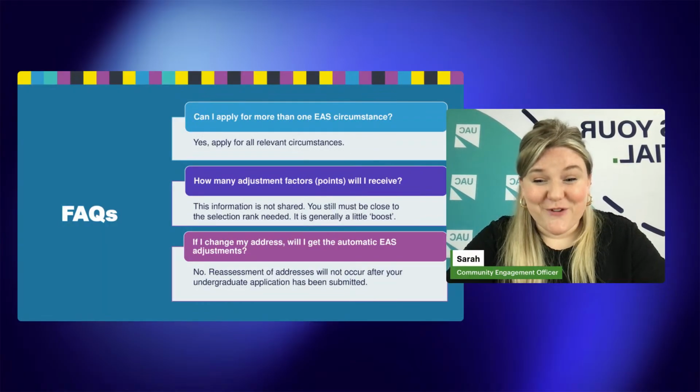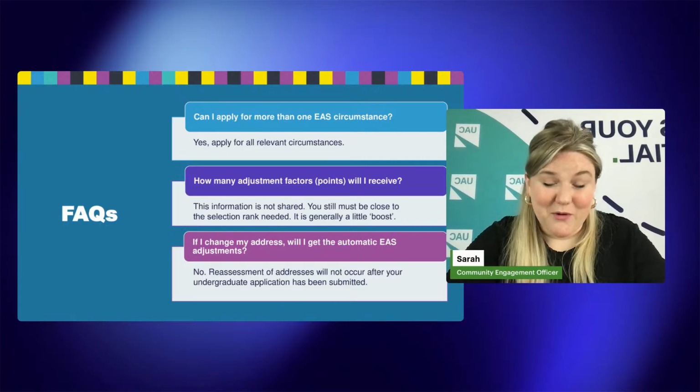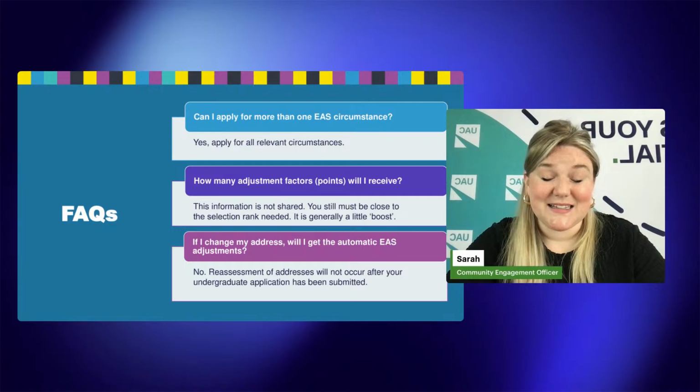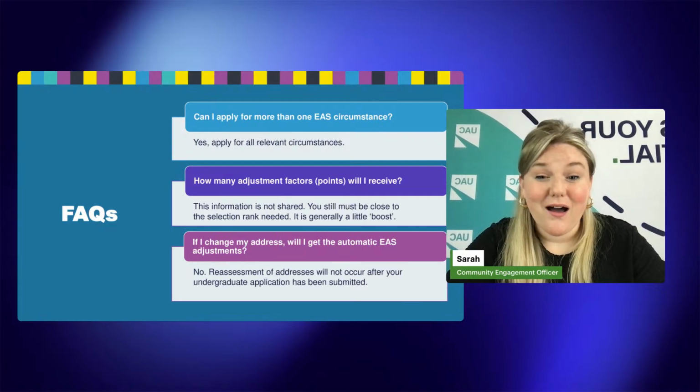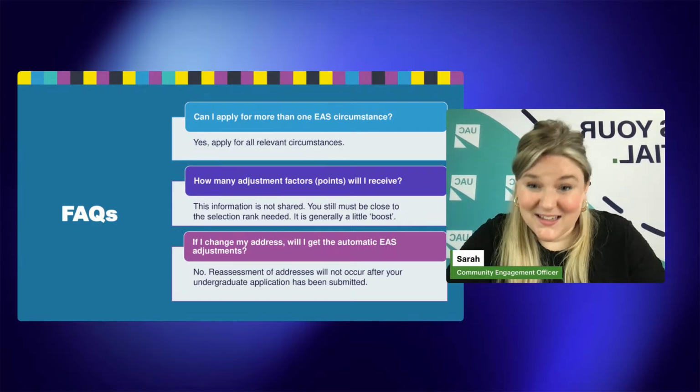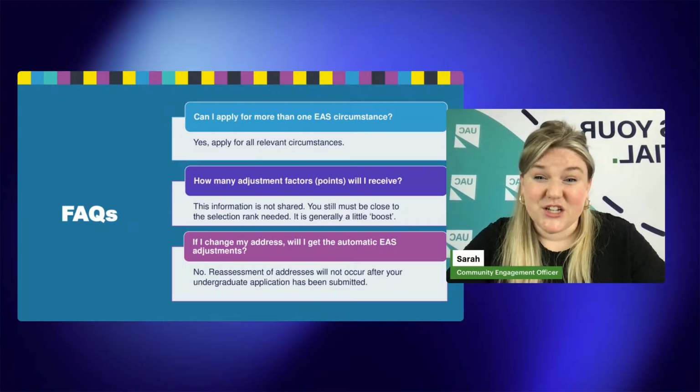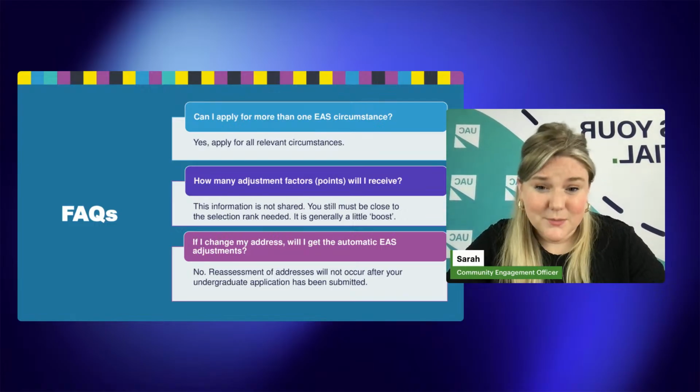So a couple of frequently asked questions that me and the team I work with get, and even our call center staff, our customer service team, get. And I know I've said it before, but I really want to drill this in: can you apply for more than one EAS circumstance? Yes. If you are eligible for more than one circumstance, apply for them all. They exist for a reason, and EAS exists to help support you if you've experienced these significant challenges and circumstances. Okay, so if more than one is relevant, please apply.